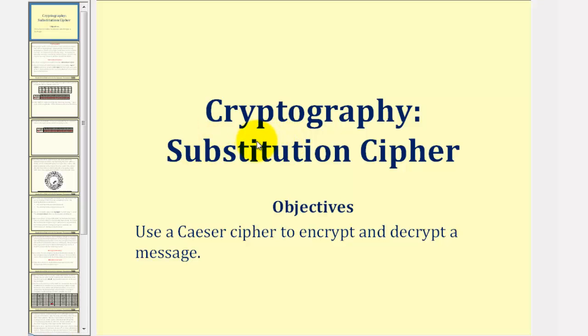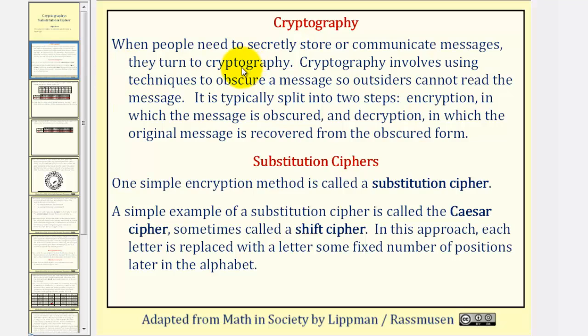Welcome to a lesson on cryptography and the substitution cipher. When people need to secretly store or communicate messages, they turn to cryptography. Cryptography involves using techniques to obscure a message so outsiders cannot read the message. It is typically split into two steps: encryption, in which the message is obscured, and decryption, in which the original message is recovered from the obscured form.